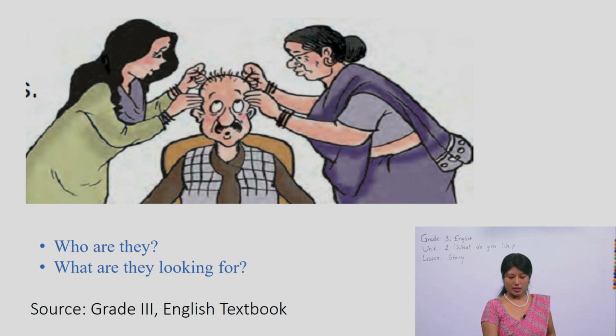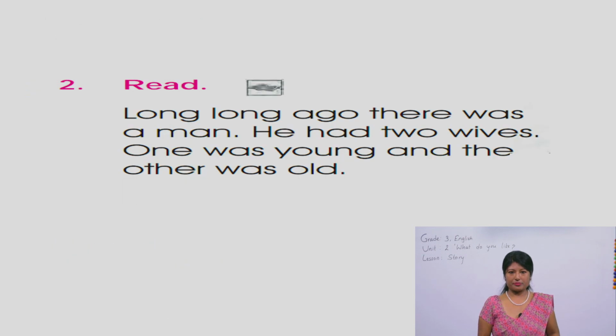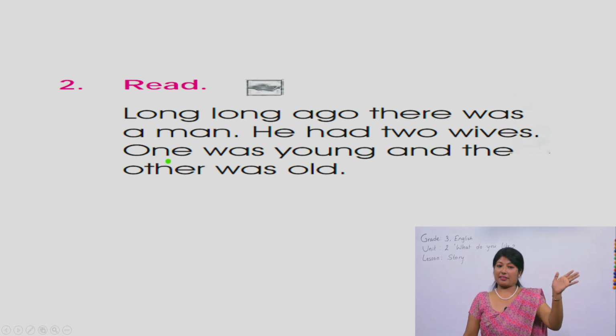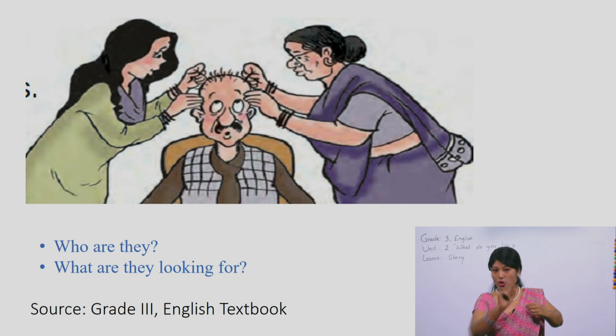Okay. Now look here. Okay, here's the story. Long, long ago, there was a man. Okay, so long, long ago, there was a man. It means it is a story of the man. Maybe the man who is in the center, right? This story must be of this man.